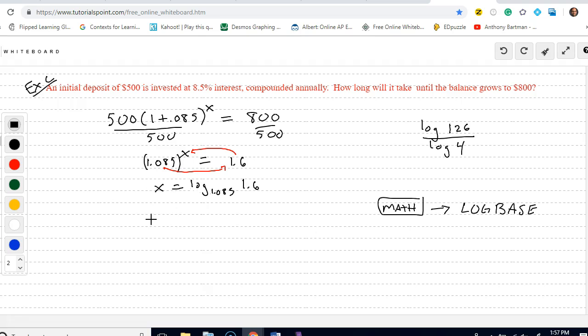The other way is the change of base property, which says this is the same as log base 10, which is just log, of 1.6 divided by log base 10 of 1.085. You can type that into your calculator as well. It doesn't matter which one you do as long as you do one of them, and you get an answer of 5.7613. So it would take about 6 years, a little less than 6 years.